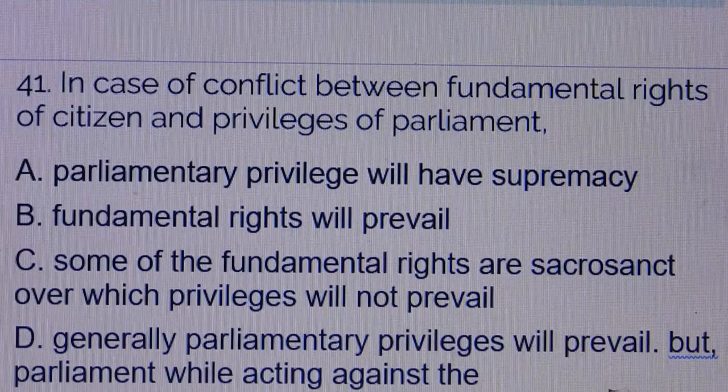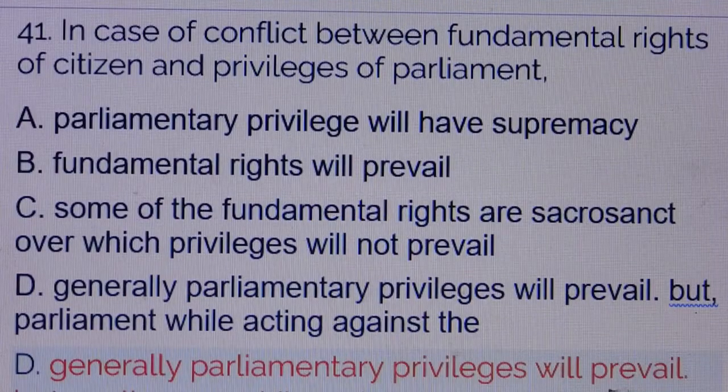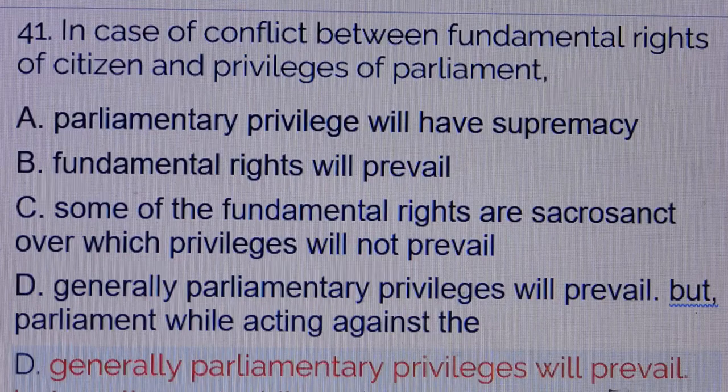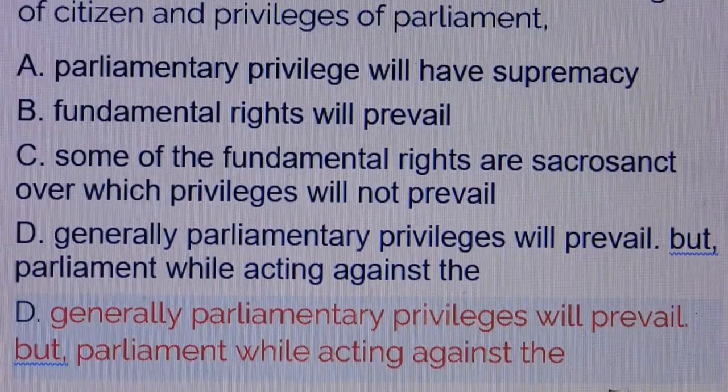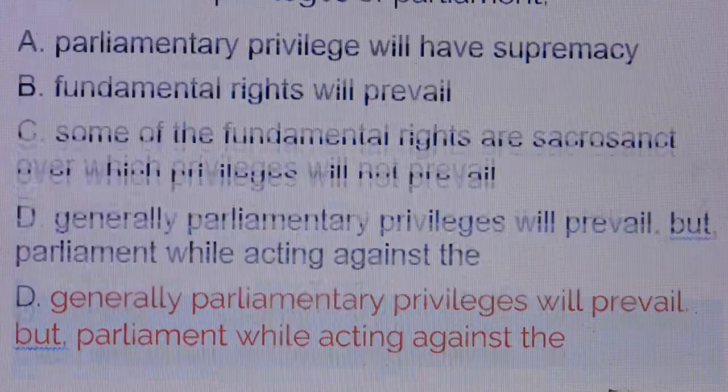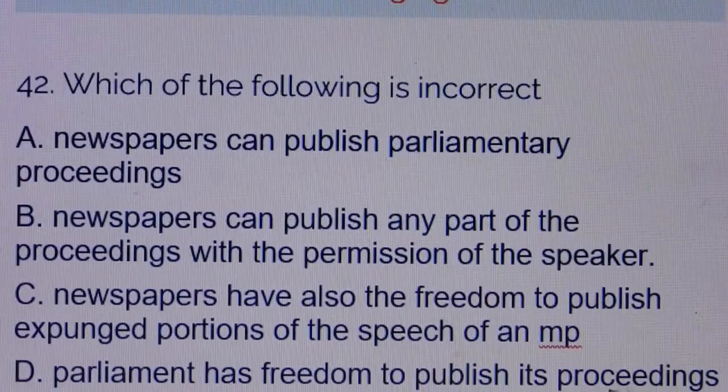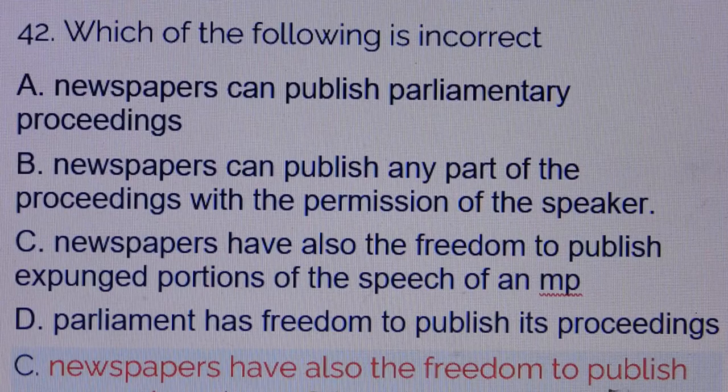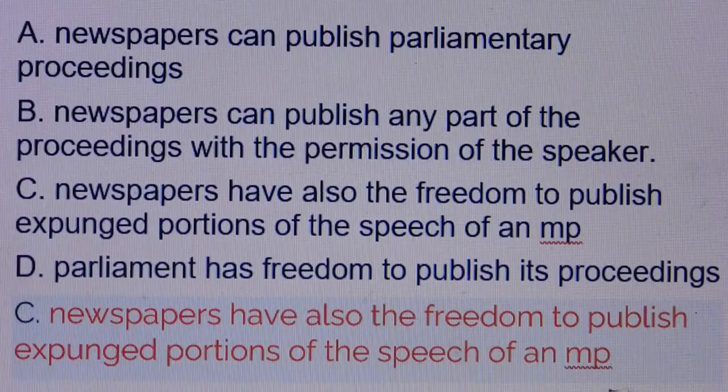Question number 41. In case of conflict between fundamental rights of citizen and privileges of parliament. Answer is option number D, generally, parliamentary privileges will prevail, but parliament while acting against the. Question number 42. Which of the following is incorrect? Answer is option number C, newspapers have also the freedom to publish expunged portions of the speech of an MP.